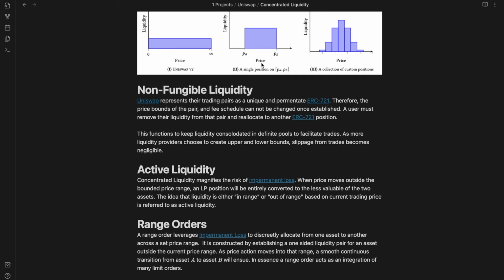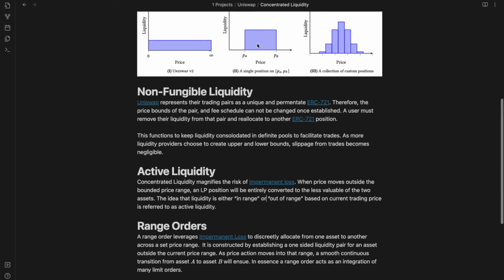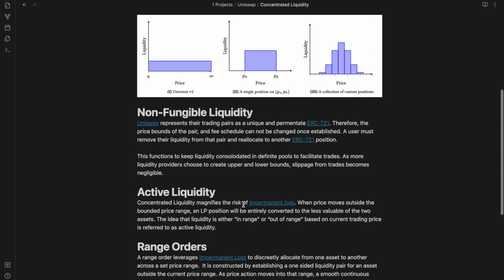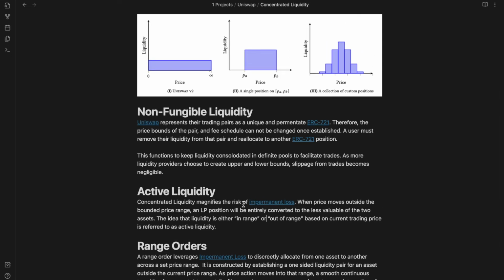And you can understand that your position is going to change as the market changes. So active liquidity really describes the notion of impermanent loss that's expressed in V3.